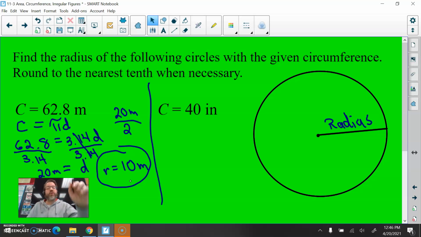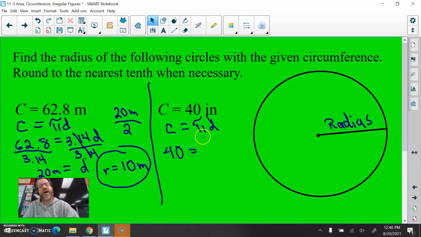Let's try another one. What if the circumference were 40 inches? What would the radius of that circle have to be if the circumference or distance around the circle is 40 inches? Again, I'm given the circumference, so I will start by writing down the circumference formula. C equals pi times d. So now let's substitute 40 in place of the C. 40 equals pi, 3.14, times d, the diameter.